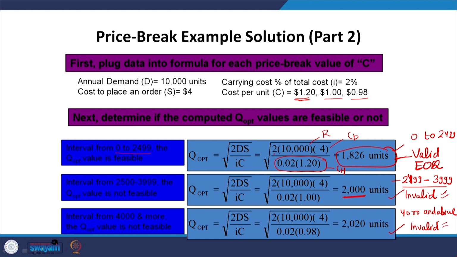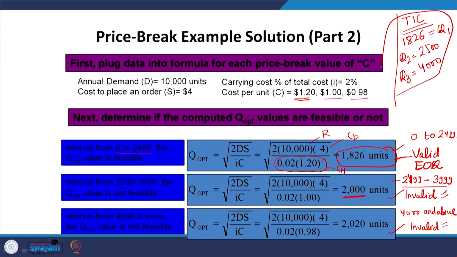Now we will go to the next stage, in which we will determine total inventory cost. We will see the formula also for that. For the one valid EOQ, that is 1826, that is one quantity, and there are 2 other quantities for which we will calculate the total inventory cost. One is that your price of $1 is applicable from 2500 to 3999, so another level is 2500, and the third level is 4000.